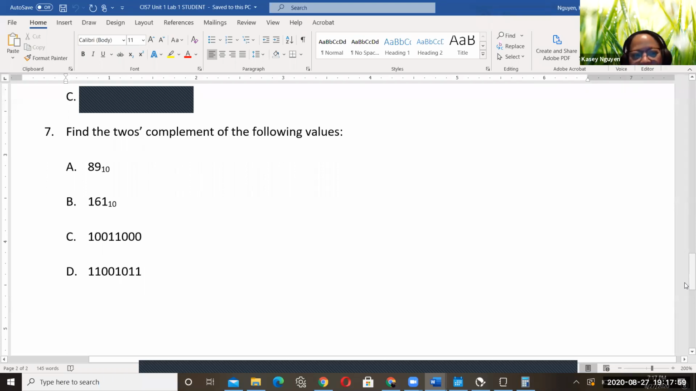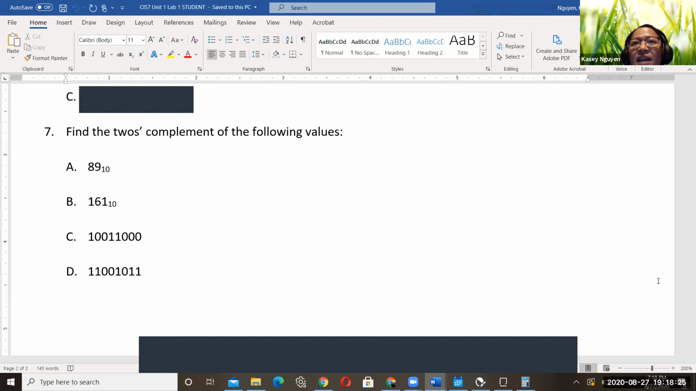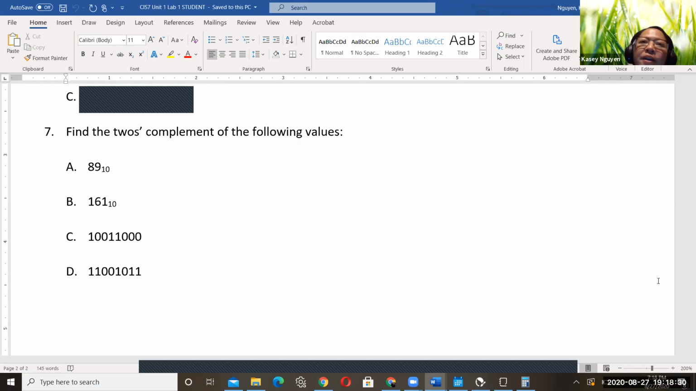All right, so let's talk about 2's complement. 2's complement is important because it represents negative values. In the computer world, the negative sign is represented by 2's complement, because we have to tell the computer how to interpret that negative sign, and the computer only understands 0 and 1, so we need a technique to let it know this is a negative value.